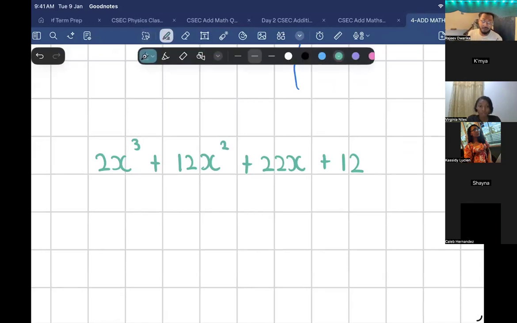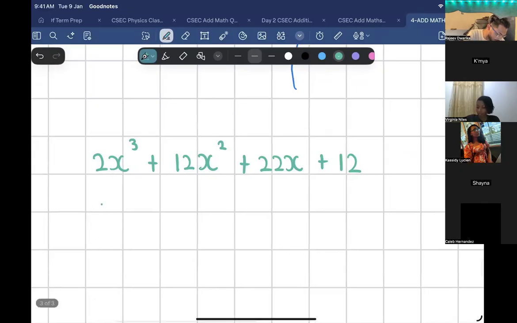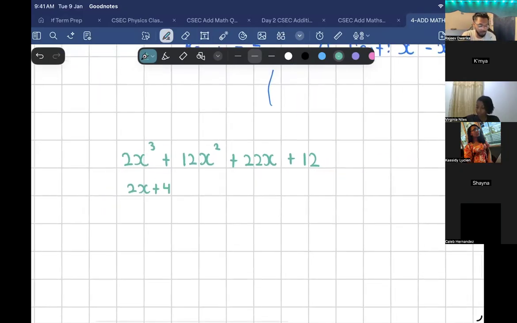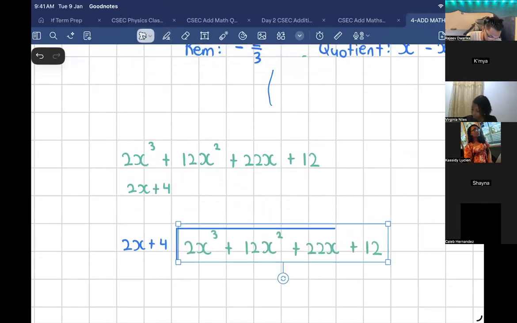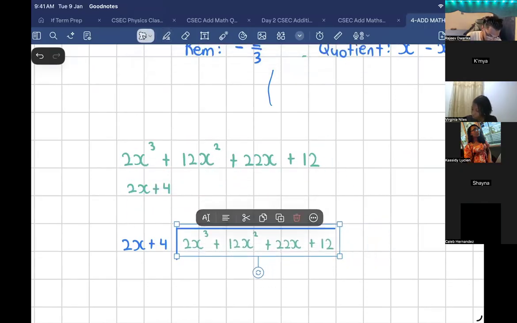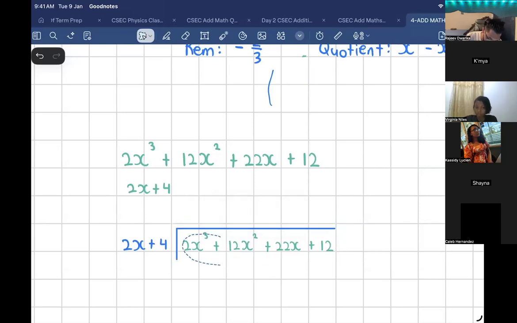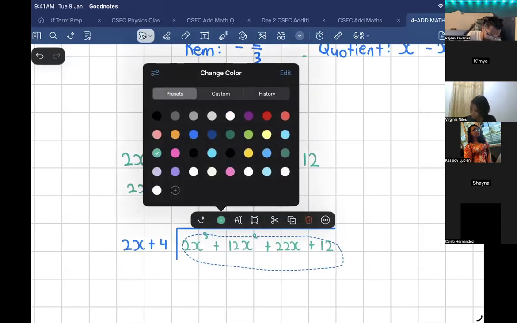All right. So Sheena, let's just say we had this cubic, and I want you to divide that by 2x plus 4. You ready? First things first, I'm going to do polynomial long division. I trust that the most. That's guaranteed. It will work for sure, 100%. Sheena, you all right? Yes, sir.